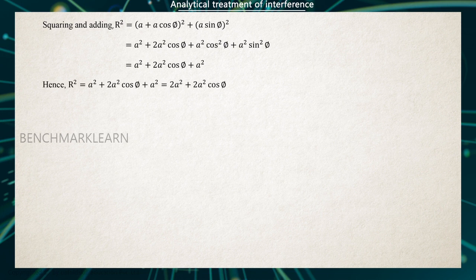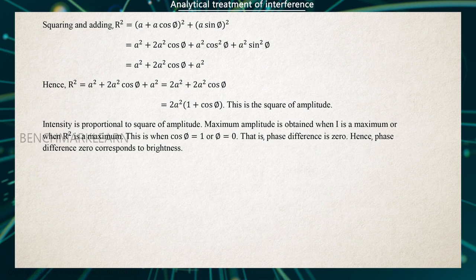That is equal to a square plus 2a square cos phi plus a square. Hence, capital R square is equal to a square plus 2a square cos phi plus a square, equal to 2a square plus 2a square cos phi. That is equal to 2a square within bracket 1 plus cos phi. This is the square of the amplitude. The intensity is proportional to the square of the amplitude.